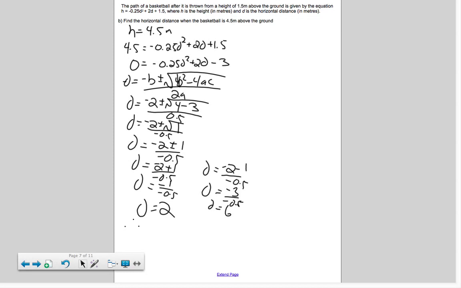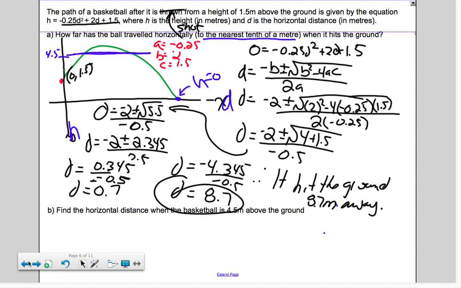What did the math say? 2 and 6. The axis is... Well, does it make sense that there's 2 places where it's 4.5 meters away from me? Yeah, no.